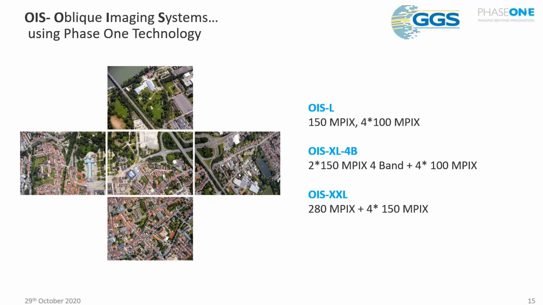Okay, that's actually the 3 models where we integrate the Phase One cameras. It's the OIS XL. It takes 150 megapixel as a nadir and 4 times 100 megapixel as an oblique. Our second model is the XL 4-band system, which uses 150 megapixels in nadir as a 4-band solution, and 4 cameras of 100 megapixels in the oblique. And actually, we are designing the big version, quite a big machine, with a 280 megapixel camera in the nadir and 4 times 150 megapixels in the oblique. That's definitely a mass of data that is generated during the flight.